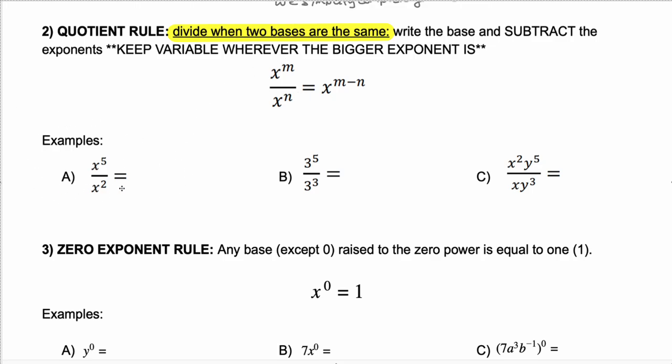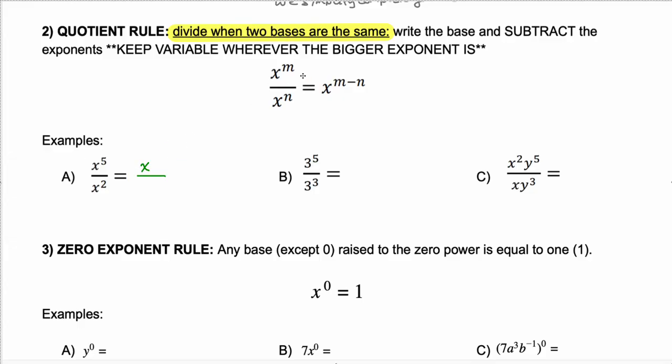So if we look at this first example, we have x to the fifth divided by x squared. We do have the same bases of x, and they're being divided. That means that we will write the base, but we do want to keep the variable wherever the bigger exponent is. Currently, the exponent of 5 is the bigger exponent. That means the x to the fifth is in the numerator, so we're going to write the x in the numerator. So this will be equal to x in the numerator.